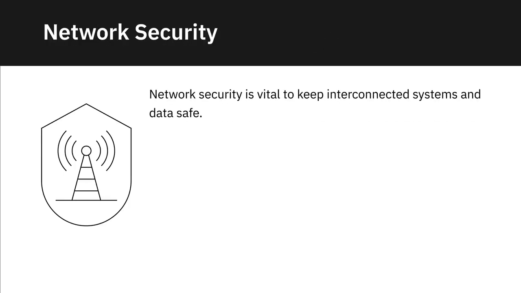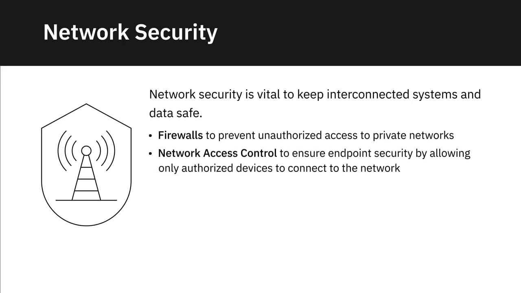The next level is network security. Network security is vital to keep interconnected systems and data safe. Network security solutions include firewalls to prevent unauthorized access to private networks that are connected to the internet, network access control to ensure endpoint security by allowing only authorized devices to connect to the network. For example, a corporate network may not allow devices with outdated service packs to connect to their network.